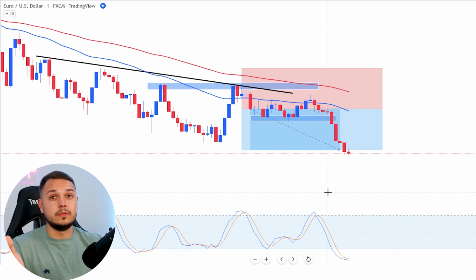So if you catch one of these with a decent enough lot size, you could have made quite a bit of money. I always preach that you should trade with the trend. However, this trading strategy can be done in the range markets, especially on Euro USD, and I really like it, and I'll show you why.